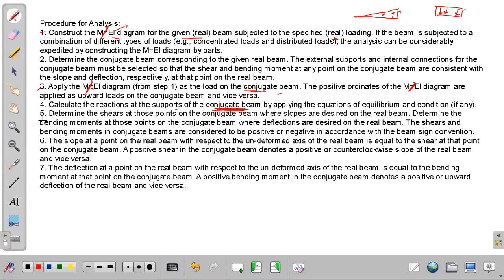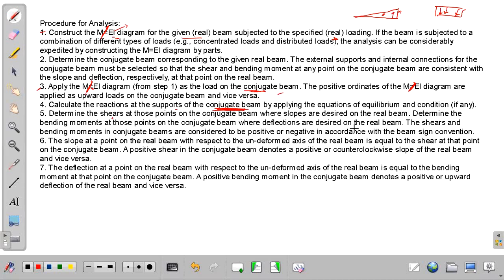Okay? And then for the next step, after solving for the reactions, you have now to determine the shear at those points on the conjugate beam where slopes are desired on the real beam. Or determine the bending moments at those points on the conjugate beam where deflections are desired on the real beam. Okay? So after you have solved your reactions, ang isosolve na ninyo next is the shear and moment at that point kung saan yung kukunin ninyong deflection or slope.